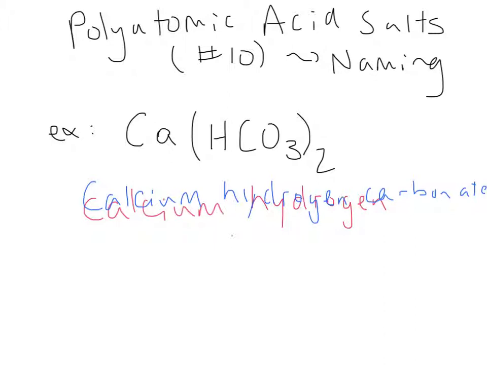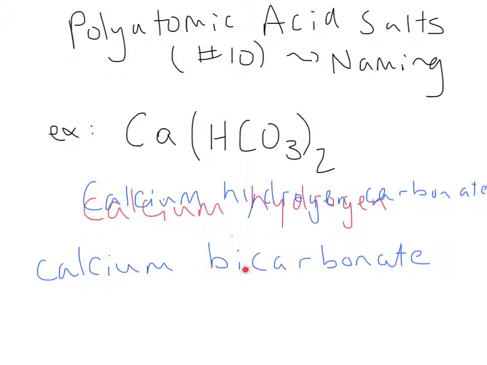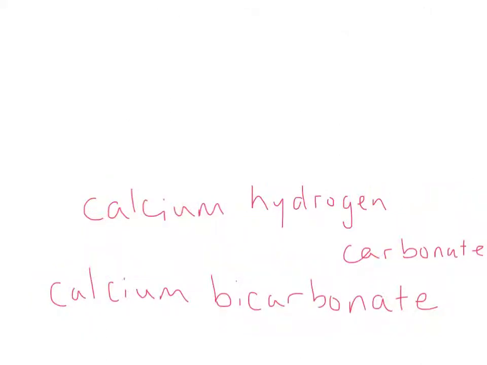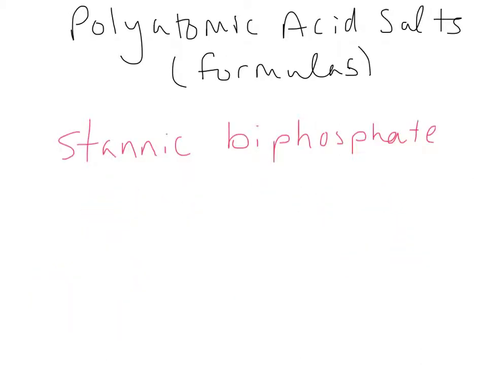The other thing you can do, or an option that you can do, is you can also call it calcium bicarbonate. And the bi in this situation tells us that there's a hydrogen with the carbonate. In this example, you have the bi being said.